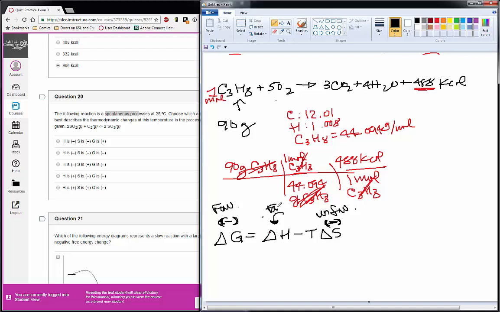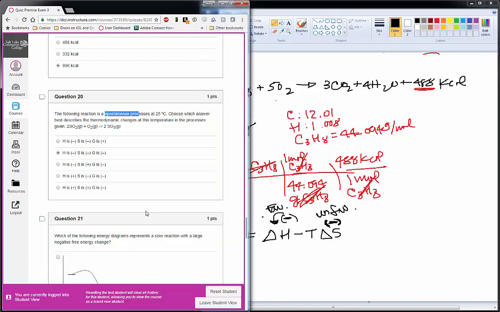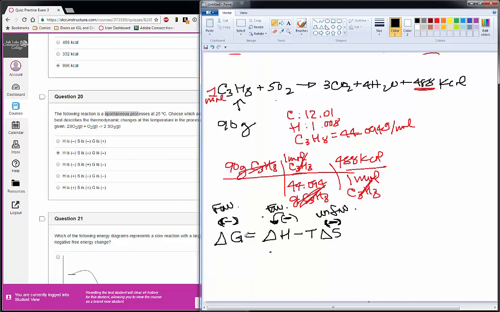Okay, so this has to be favorable. In other words, it has to be negative. So delta H is negative, delta S is negative, and delta G is negative. This because they told us. This because we can deduce it based on what we see, and this because we can deduce it based on what we know about how entropy and enthalpy work together to determine if something's going to be spontaneous.